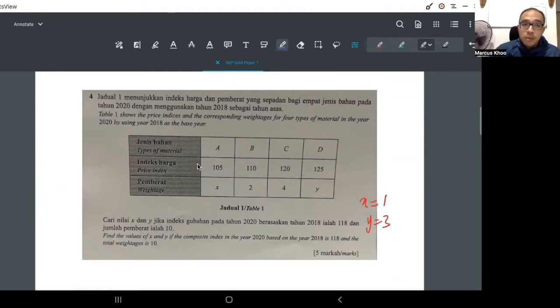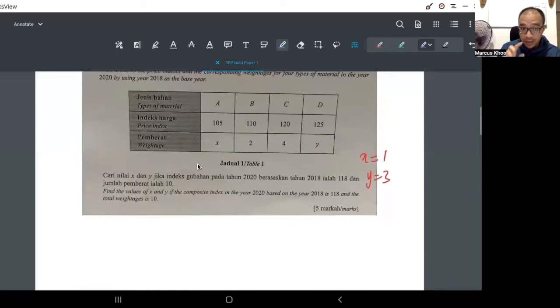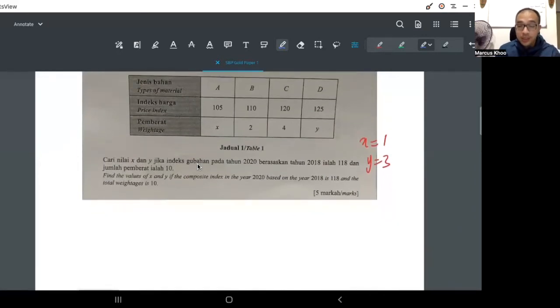Table 1 shows the price indices and the corresponding weightages for 4 types of material in the year 2020 based on 2018. Now find the value of x and y if the composite index is 118 and the total weightages is 10. So it is actually telling you two very important things. The composite index is 118. If the composite index is 118, then you know what you need to do.